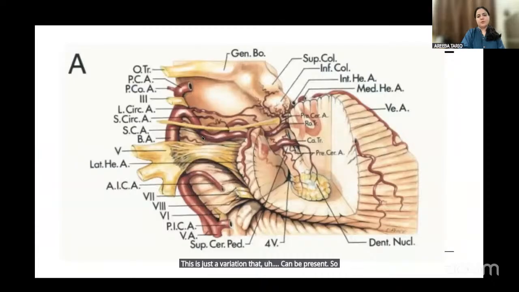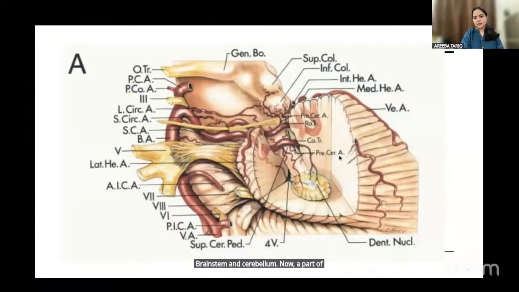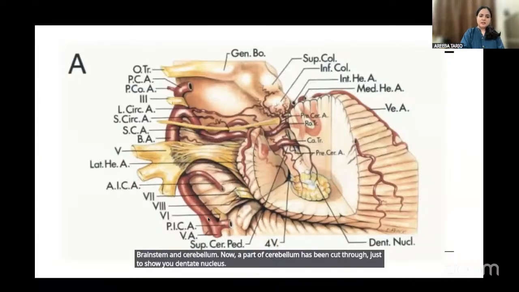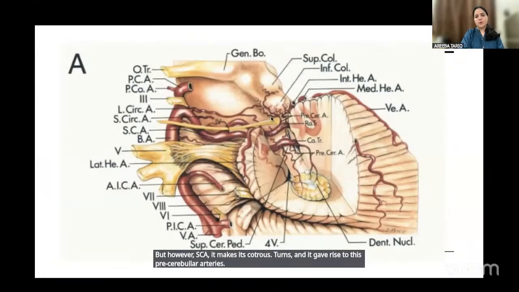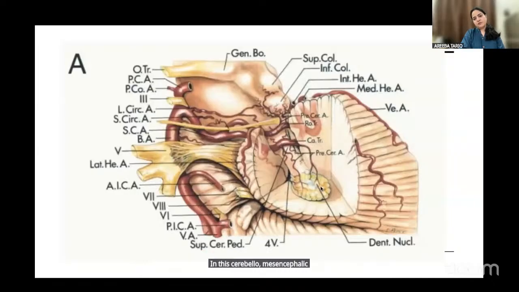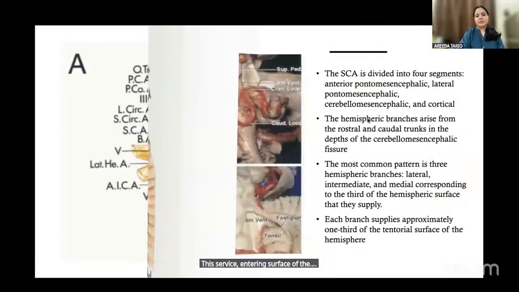So looking forward, this is a lateral view of the brainstem and cerebellum. Now, a part of the cerebellum has been cut through just to show you the dentate nucleus. This is the PICA. Usually it gives rise to branches which supply the dentate nucleus. However, the SCA makes its caudal turns and it gives rise to these precerebellar arteries in this cerebellomesencephalic fissure, which are going to supply this dentate nucleus. Another thing present over here is that the SCA, when it terminates into cortical branches, supplies this surface, the tentorial surface of the cerebellum.